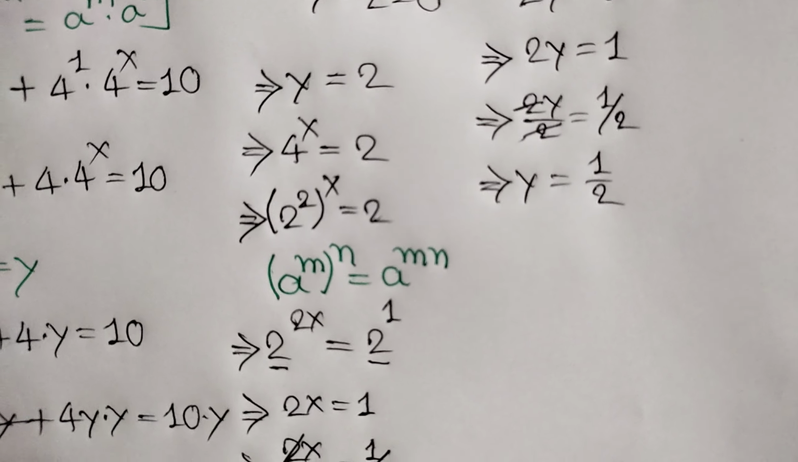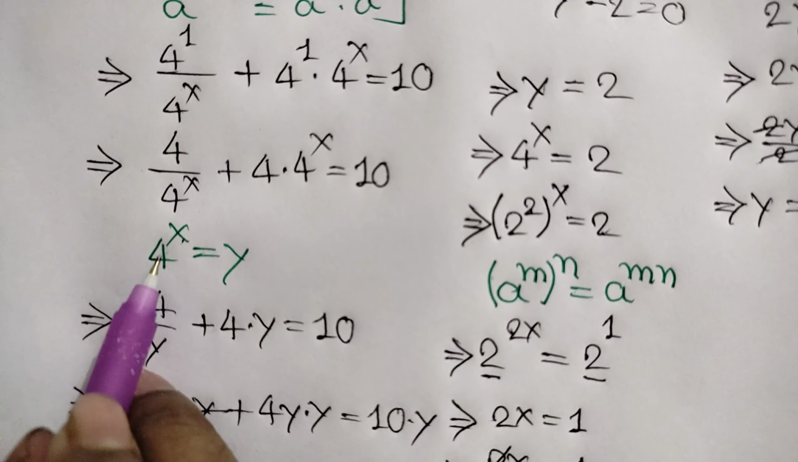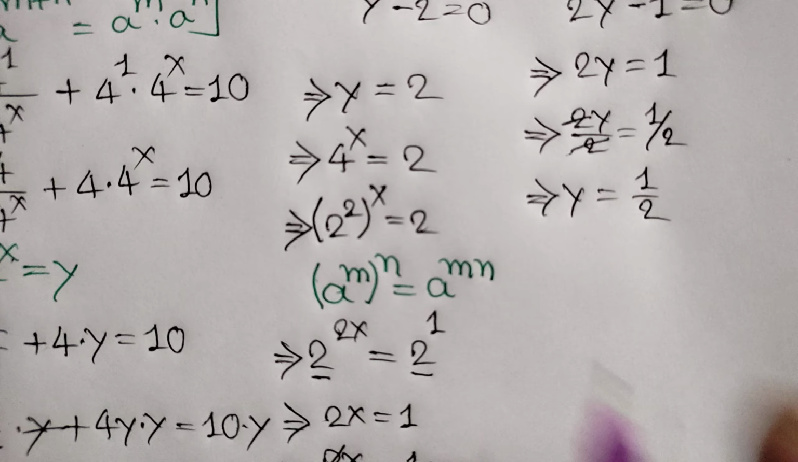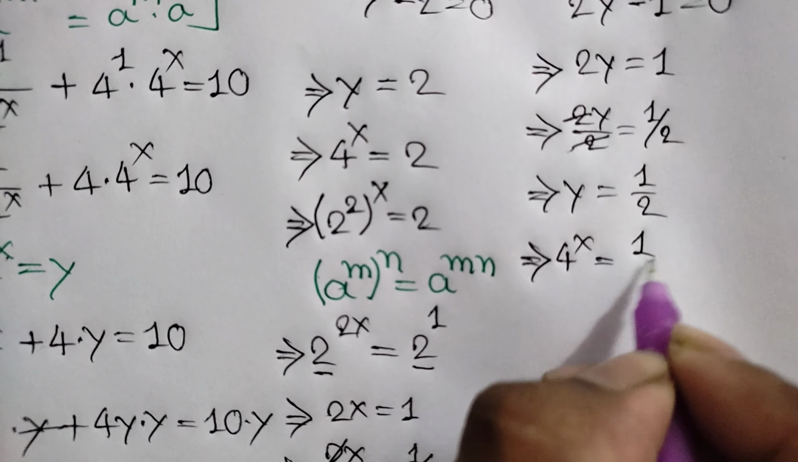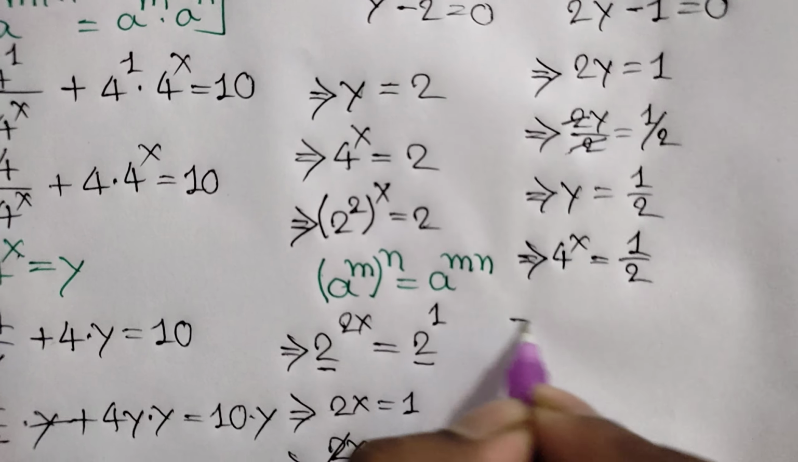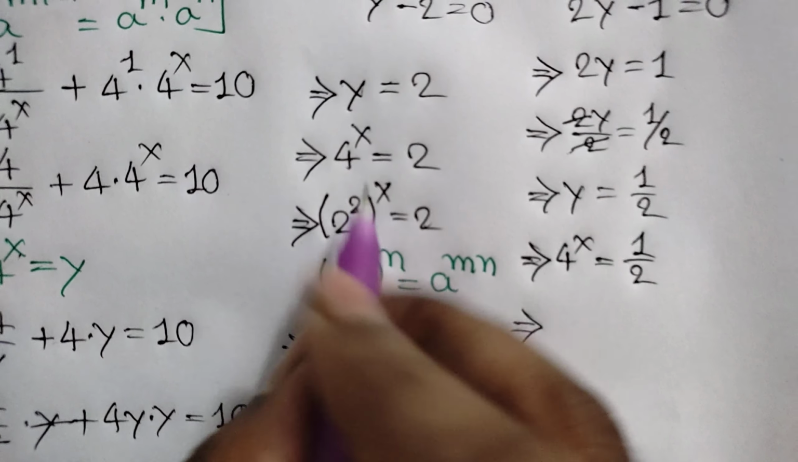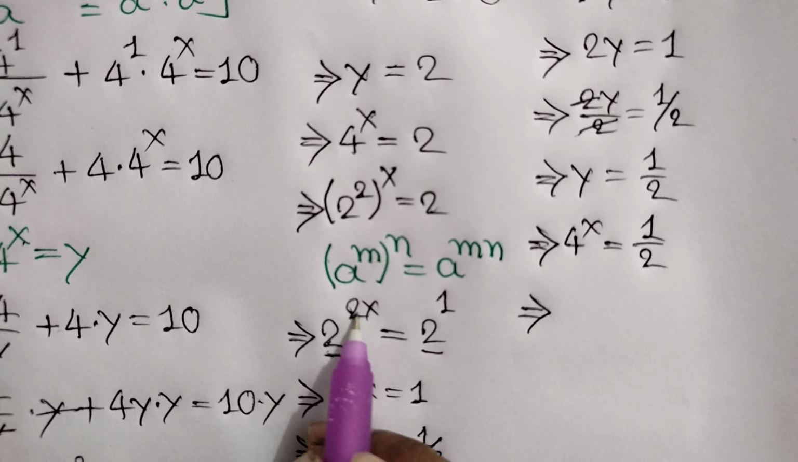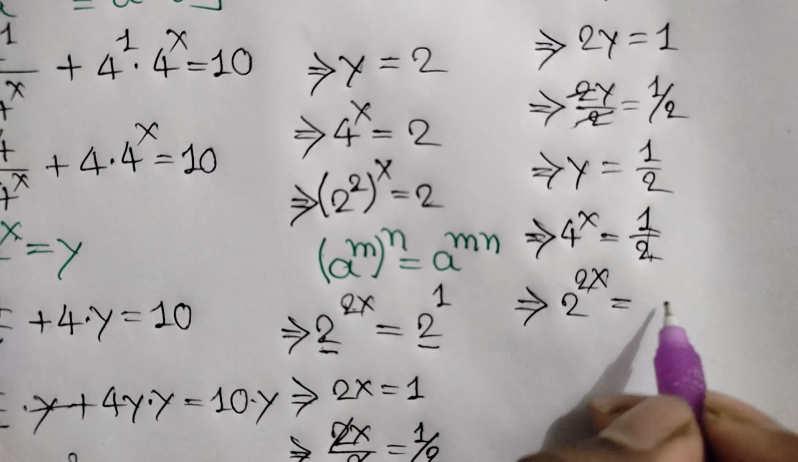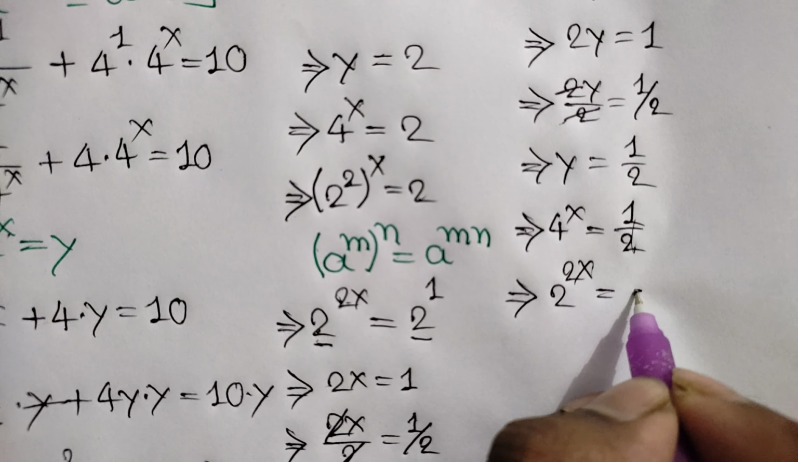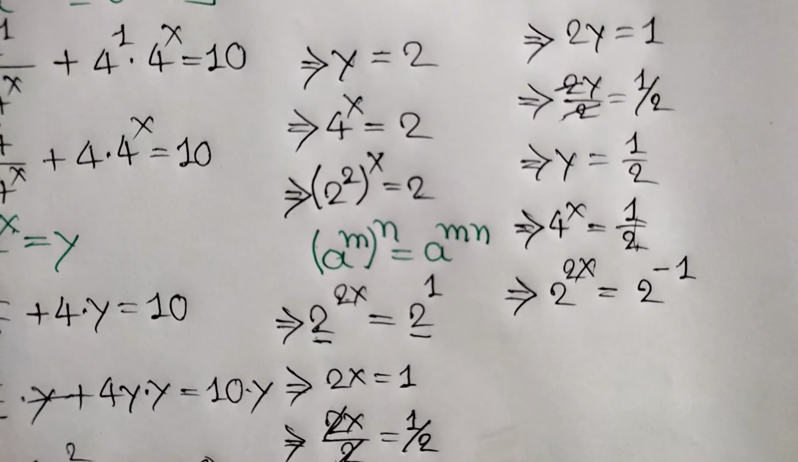But remember, we let y be 4 to the power x, so we can write 4 to the power x is equal to half. Now 4 to the power x can be written as 2 to the power 2x, so we can write 2 to the power 2x is equal to half, which can be written as 2 to the power negative 1.